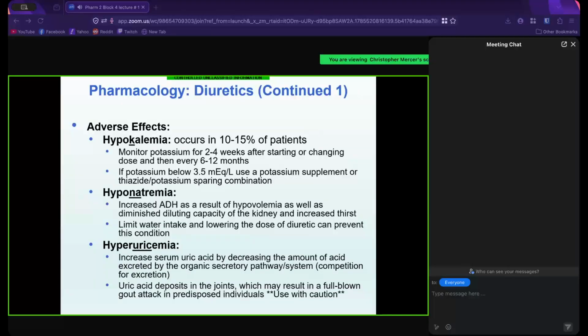We can also get hyponatremia. Why do we get that? Because the hypovolemia from losing all the fluid is going to trigger something that you should absolutely know, ADH. ADH is going to be triggered, what you learned about last week, because of the hypovolemia. So your brain's going to say, let's kick out some ADH. And then you can also get some reduced kidney diluting capacity and increased thirst.